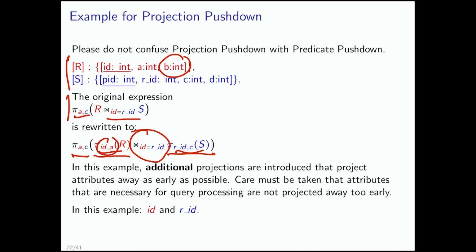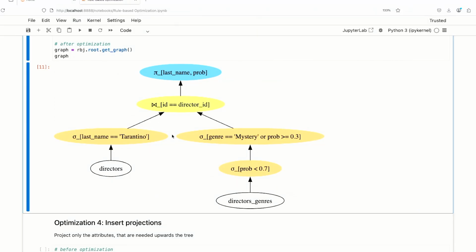And similarly for S, I'm just returning RID and C, but not D. D is removed. And like that, it has the same or similar effect as selection pushdown, in that less data gets processed and hangs around in memory and in the processing pipeline. So that's something that you could also do.